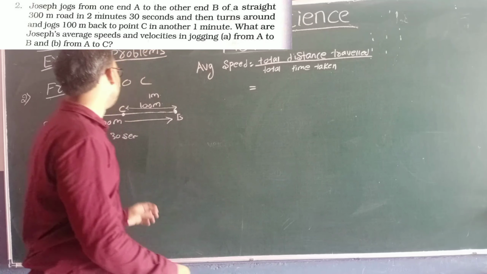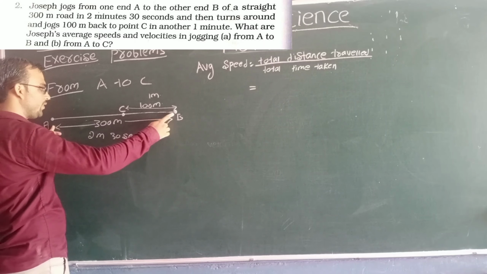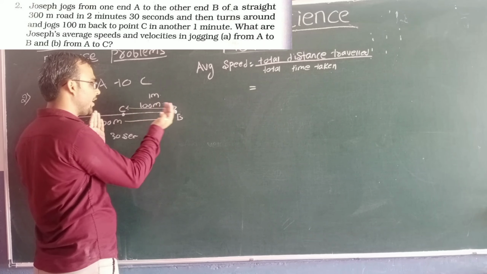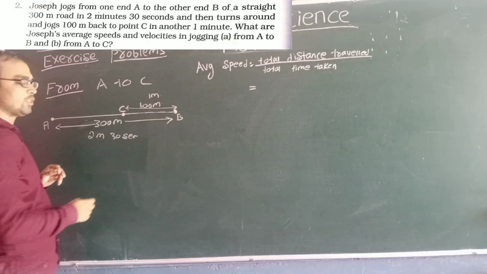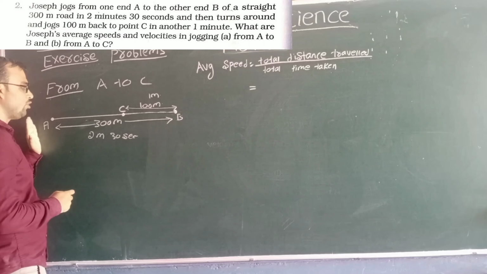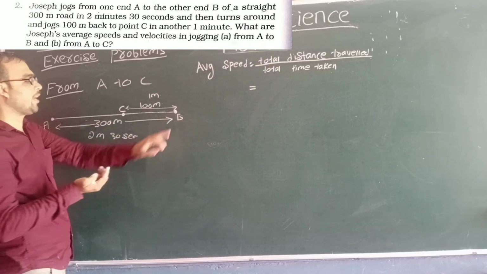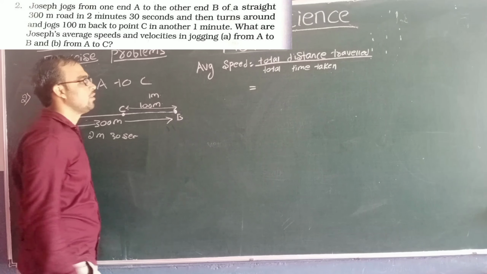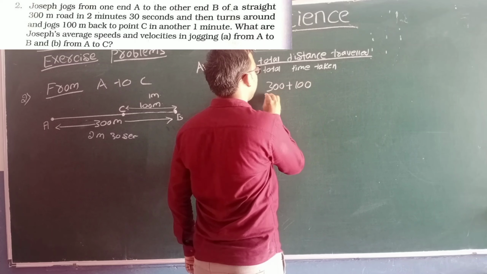So here total distance is what, students? First he has covered a distance of 300 meters. Next, after reaching at B, he is going back and has covered a distance of 100 meter. So the total distance is 300 meter plus 100 meter. Why? Because he starts his jogging at A and when he reaches B he has covered 300 meter. Again he jogs back and reaches a point C, which is at 100 meter. So total distance is nothing but 300 plus 100.